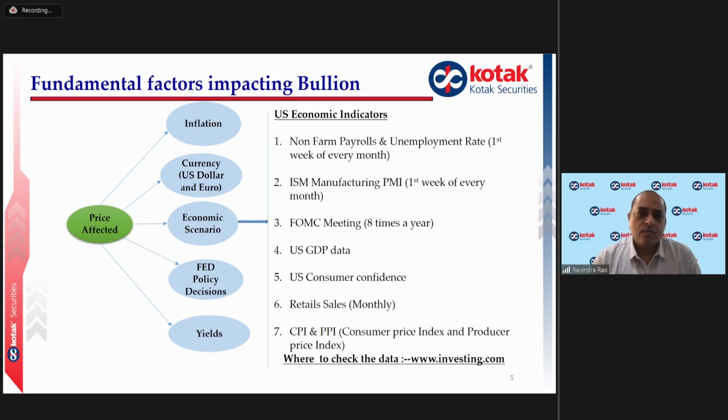Yields, again, are directly related to the Fed policies, how the currency is moving, what the inflation figures are and all. So that also has a good bearing on the bullion prices. So these are the fundamental factors one has to consider while trading in bullion.